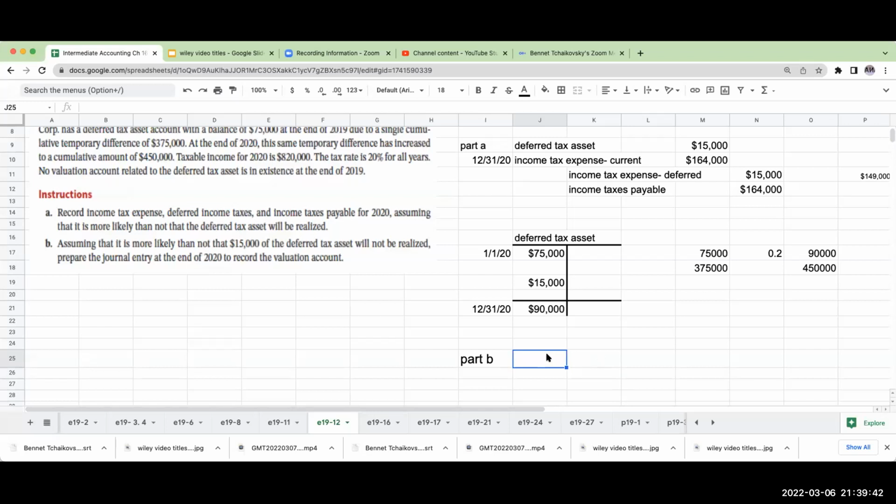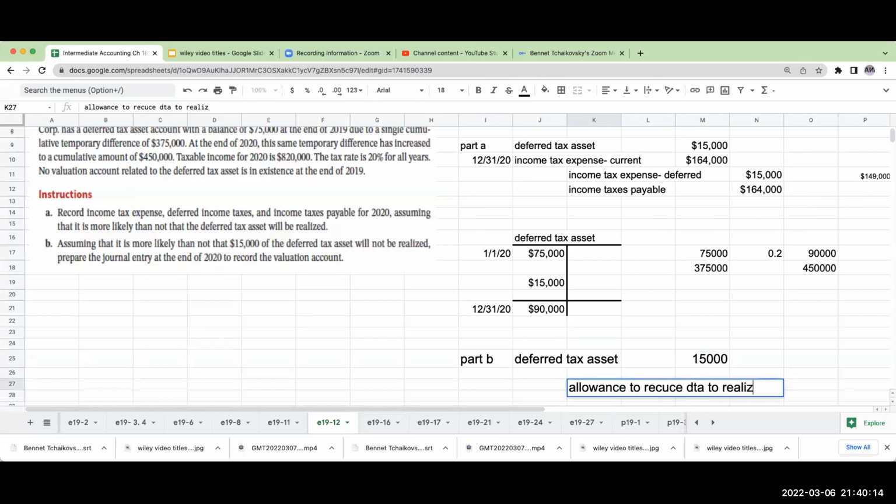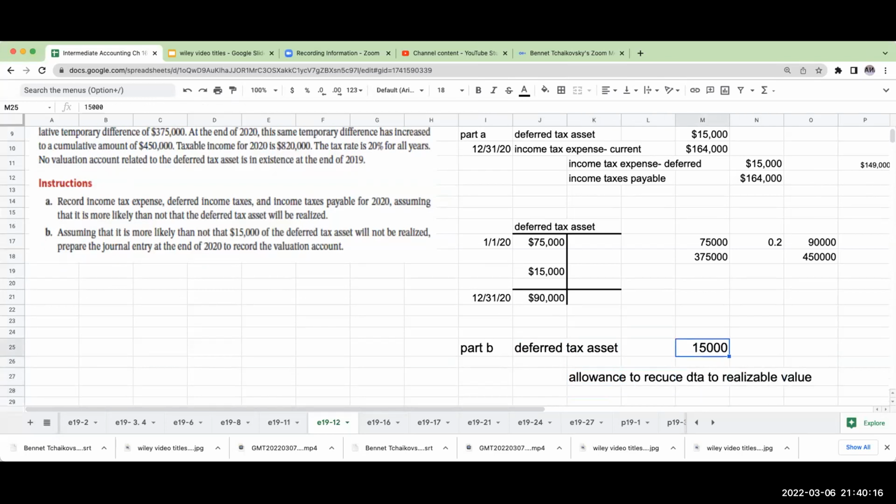Okay, so let's take a look at part B. To make this a little easier on ourselves, it's assuming it's more than likely that the $15,000 of the deferred tax asset will not be realized. Prepare the journal entry to record the valuation account. What I would do over here is have deferred tax asset of $15,000, and then an allowance to reduce deferred tax asset to realizable value of $15,000.